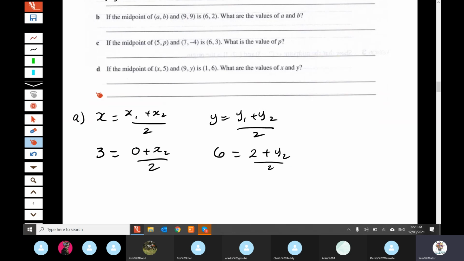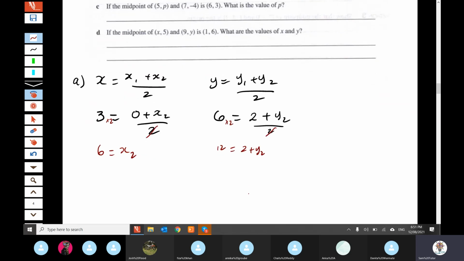And then, as you guys just mentioned, times it by 2, and you get 6 equals x2. There you go, you're already done with that. Times it by 2, 12 equals 2 plus y2. Take away the 2, 10. So therefore B is 6 and 10. Does that make sense, you guys? Again, 100% will be in your exam.